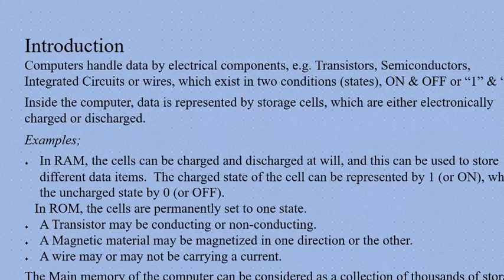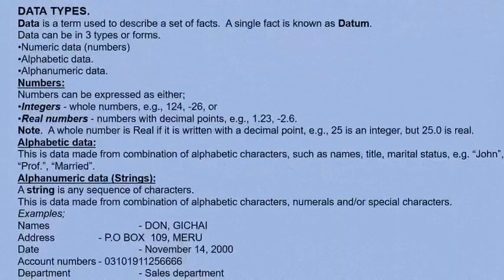A transistor may be conducting or non-conducting. A magnetic material may be magnetized in one direction or the other. A wire may or may not be carrying a current. The memory of a computer can be considered as a collection of thousands of storage cells, each capable of representing a binary digit. Therefore, that is our introduction on what you need to visualize in your mind before we go on to our topic, data representation in digital computers.